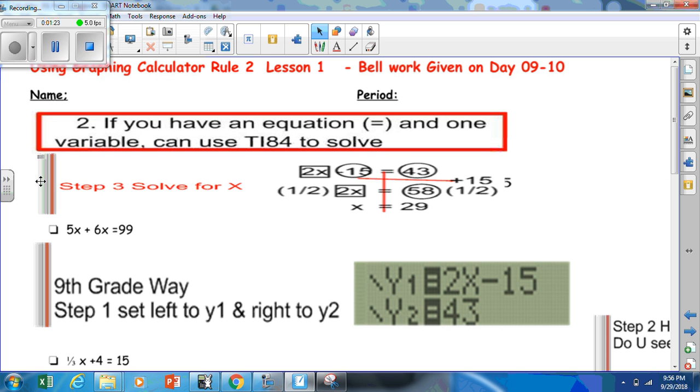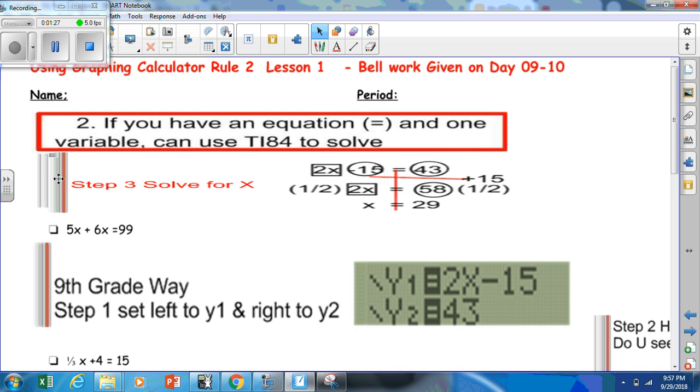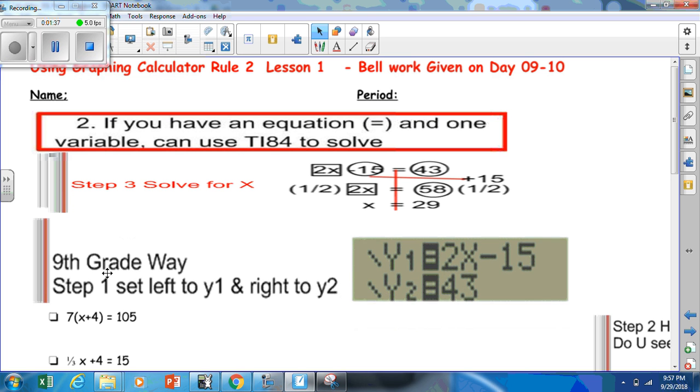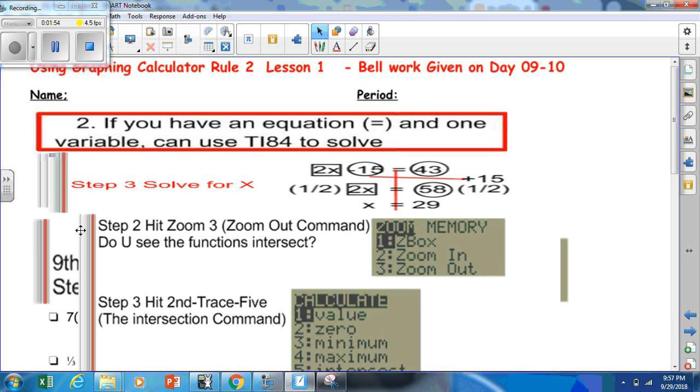Well, the 9th grade standard that we're going to use involves the graphing calculator, in which we set y1 equal to the left side of that equation and y2 equal to the right side of that equation. In steps 2 and 3, we're going to hit zoom 3, that's the zoom out command, and we're going to ensure that the intersections actually connect. So what does that look like in real time? Well, that looks like this.